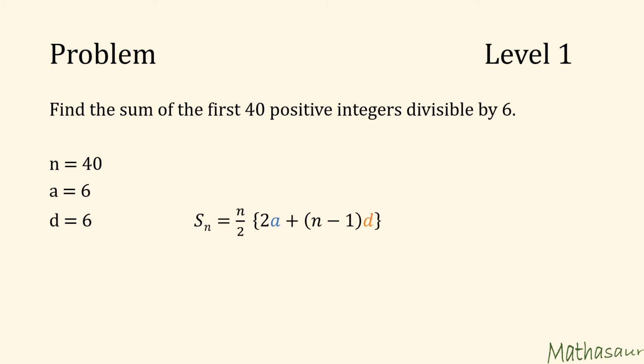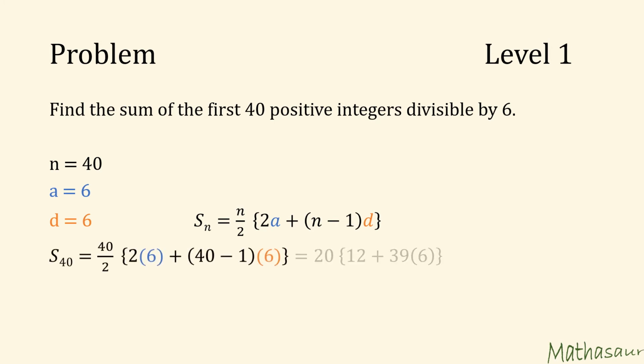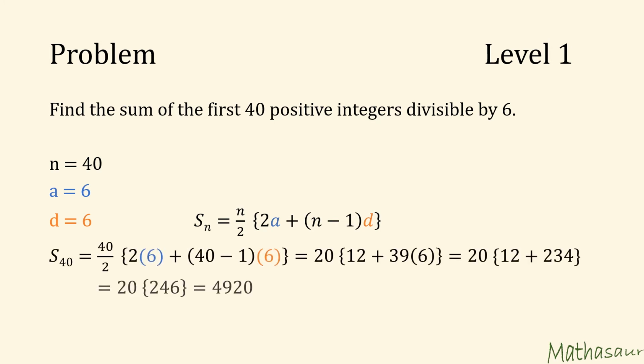Alright, now we have to find the sum, so let us write down the formula for sum of n terms and substitute the values for a, d and n. Now we simplified the brackets by doing 40 minus 1 equals 39 and then multiplying it with 6. There was another way. You could do 40 times 6 minus 1 times 6. It would fetch you the same result.